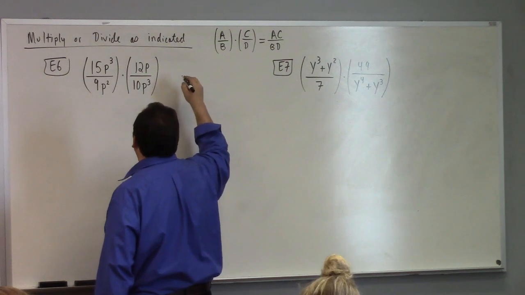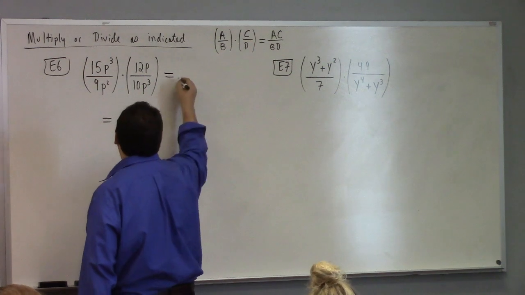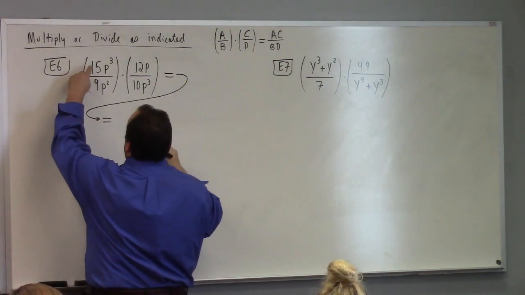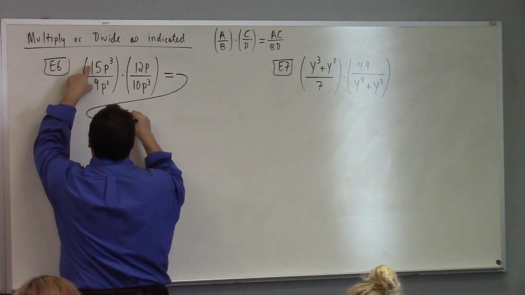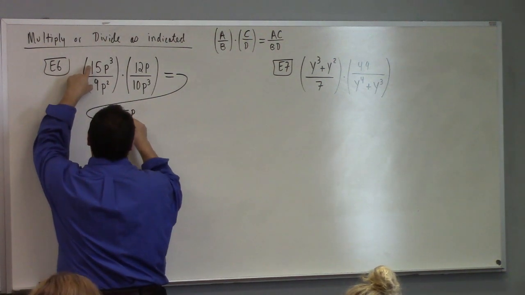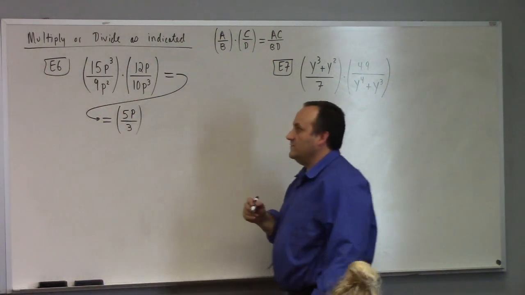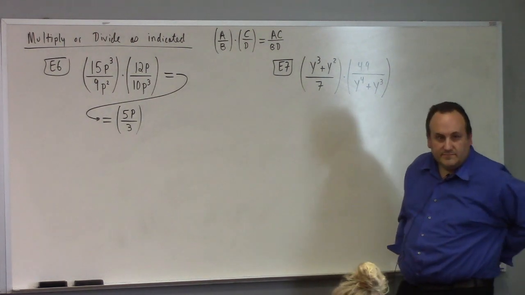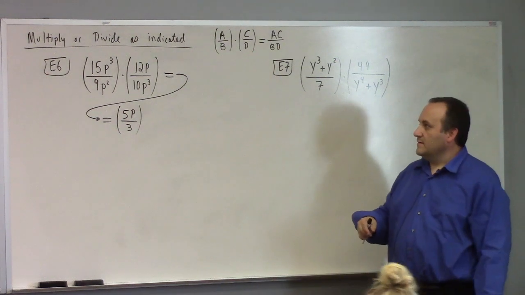But if I'm smart, what would I do before I multiplied, actually? So I probably would simplify before I multiplied, right? So what's 15 over 9? 5 over 3. So this is 5p over 3. Why is it p? Why not p squared? Why not p cubed over p squared? What is p cubed over p squared? It's p. P cubed over p squared is p.